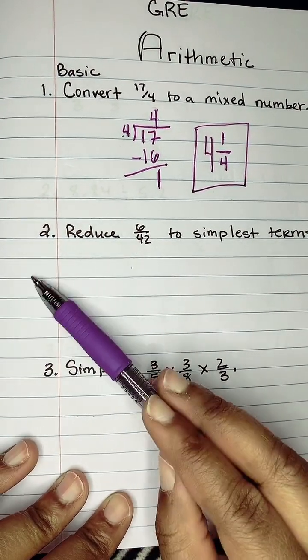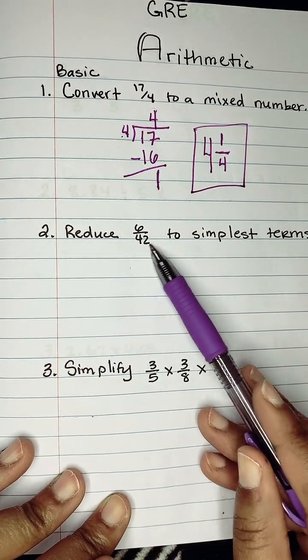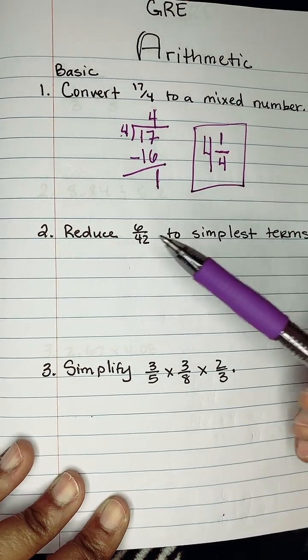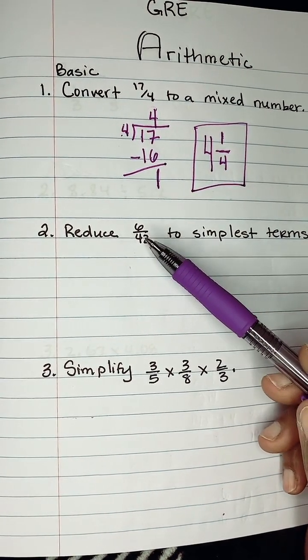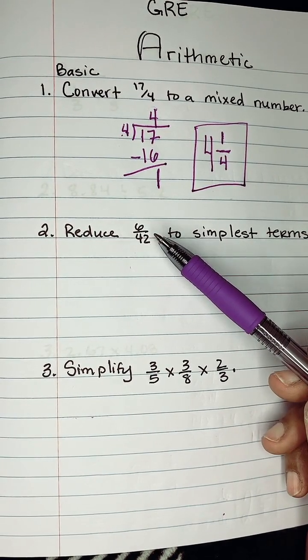All right, let's do number 2, you guys. Reduce 6/42 to its simplest terms. So if we want to reduce this, remember there's multiple ways to reduce it.